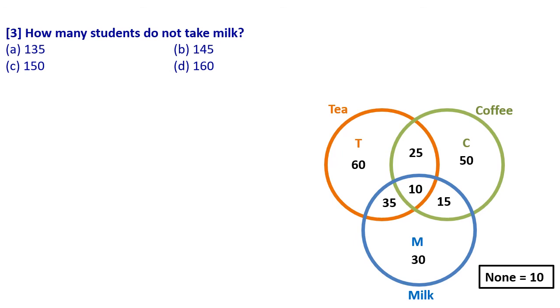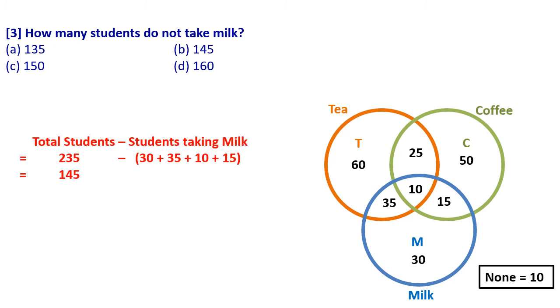How many students do not take milk? Well, how many take milk? It is 30 plus 35 plus 10 plus 15. If you subtract these values from the total number of students, that is 235, the rest of the students are those who do not take milk. That is 235 minus these four values. The answer comes out to be 145.